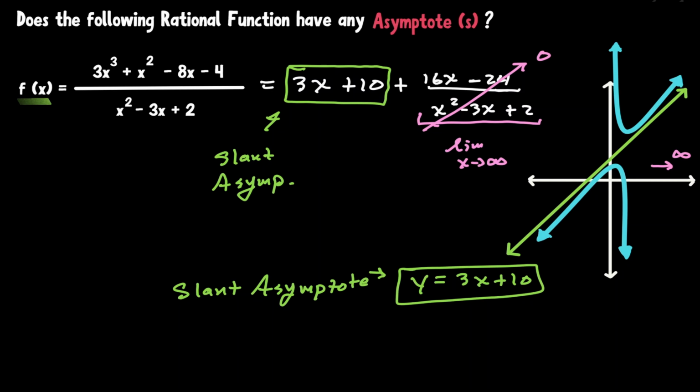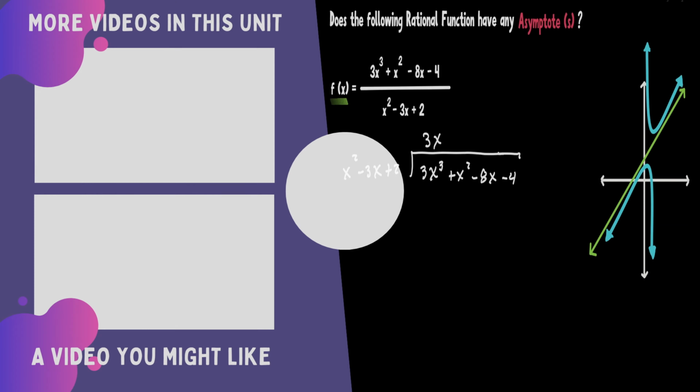And just to recap, this only occurs when the degree of the numerator is exactly 1 degree higher than the degree of the denominator.